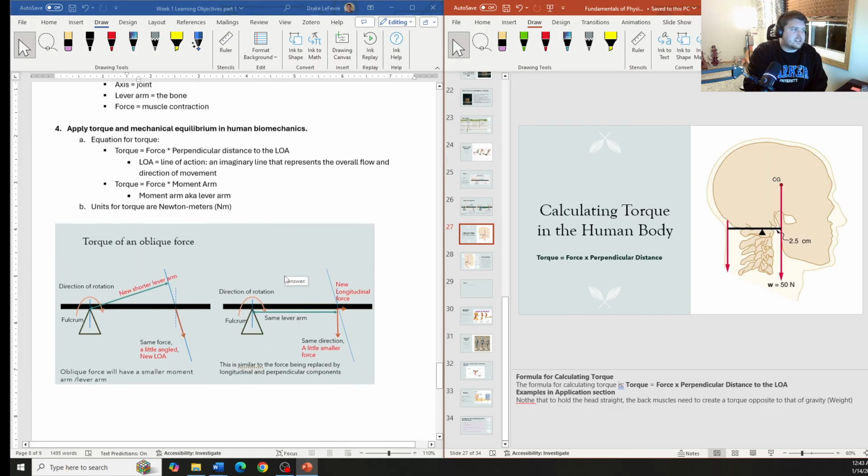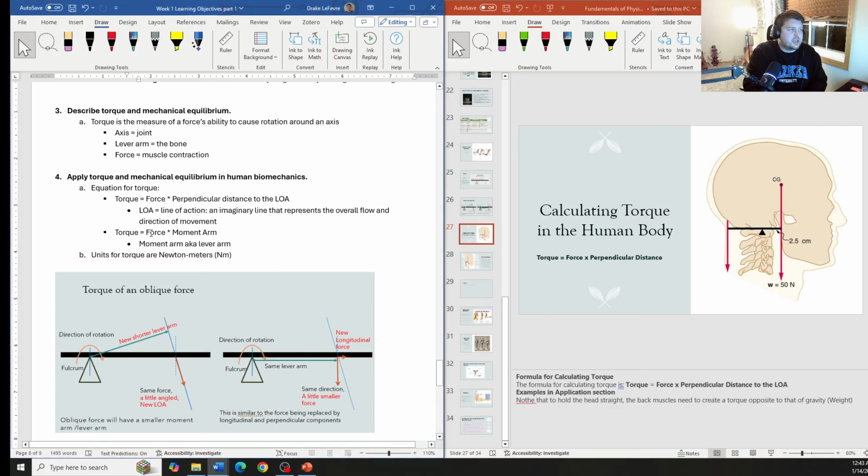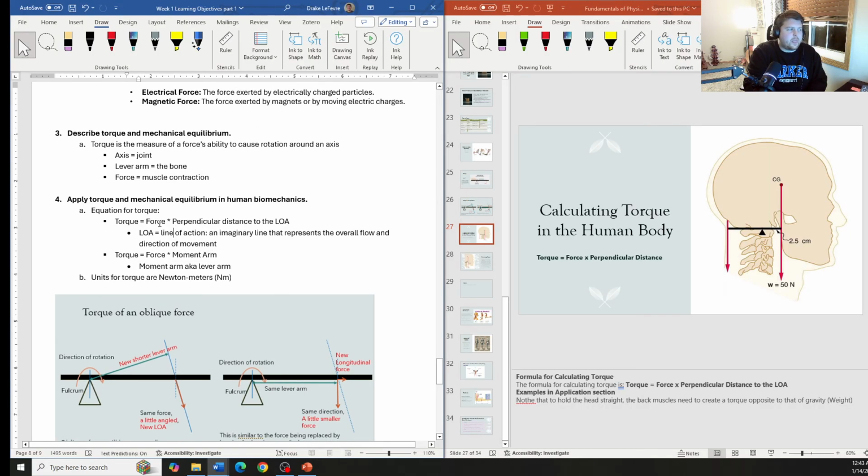Another equation, so there's lots of different ways to write the same equation. Torque is force multiplied by the moment arm distance, or it can be the force multiplied by what's called the perpendicular distance to the line of action. So it's the same thing as saying the moment arm, just different words. So again, it's going to give you values and you calculate them out.